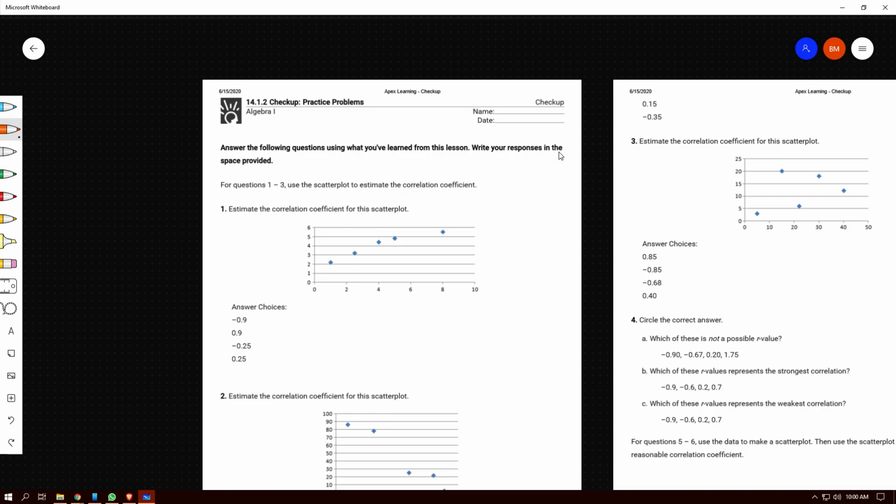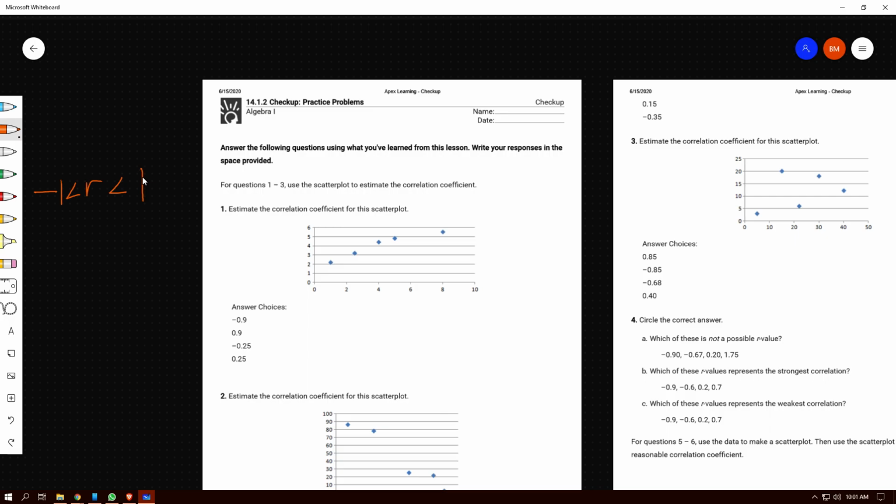Now, a correlation coefficient ranges from -1 to 1. All right? The closer you are to -1 or 1, the stronger your correlation is. All right, so -1 and 1 are perfect correlations. The closer you are to 0, the weaker your correlation is.